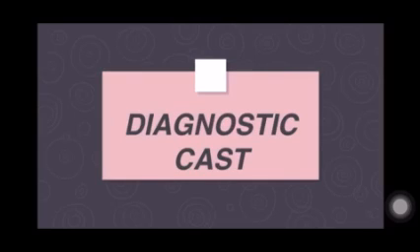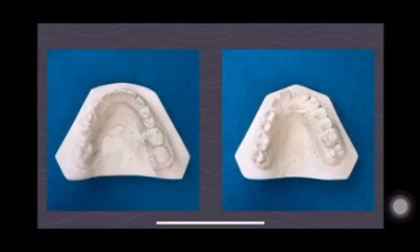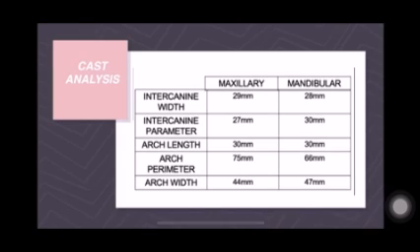So here is our diagnostic cast for the patient. And here is the cast analysis for both maxillary and mandibular. Una is yung intercanine width. We got 29 millimeters sa maxillary and 28 millimeters sa mandibular. It was measured using a compass, cusp tip ng 1.3 and then 2.3. And sa mandibular naman is 3.3 and 4.3 measured by ruler.